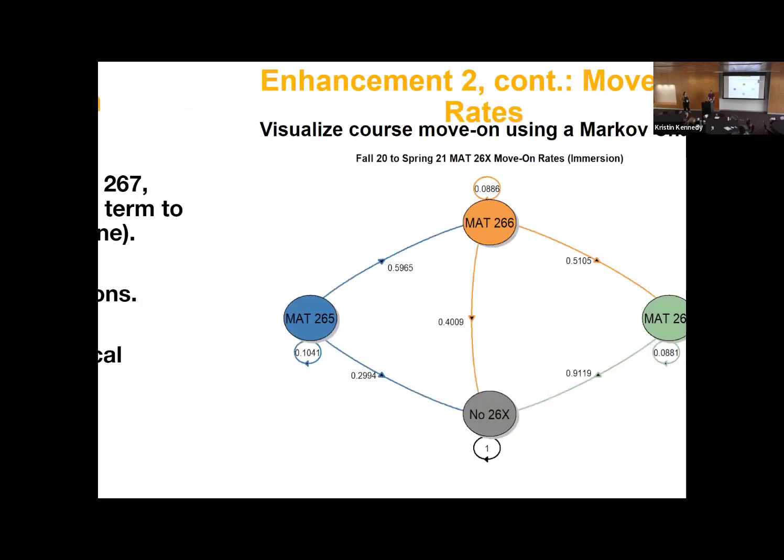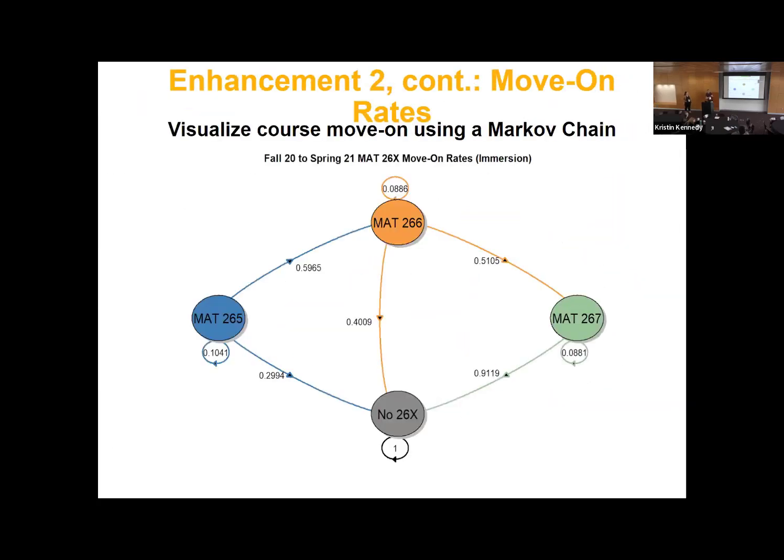So here's an example of what the Markov chain for Math 265, 266, 267 looks like, modeling fall 20 to spring 21. As you can see here, for Math 265, the circles around each of these are called the states. And this is actually a good Markov chain. This is one of the only course sets I could use that actually worked. That's the other issue. It took a lot of trial and error to find out which ones worked the best. And I thought modeling more than just a two-course pair was more interesting.